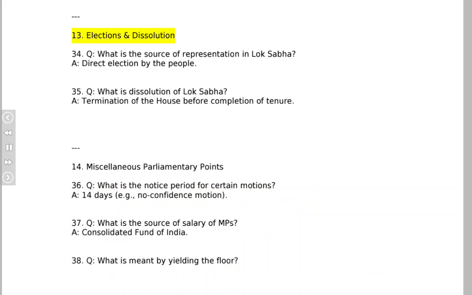13. Elections and dissolution. 34. Q. What is the source of representation in Lok Sabha? A. Direct election by the people. 35. Q. What is dissolution of Lok Sabha? A. Termination of the House before completion of tenure.